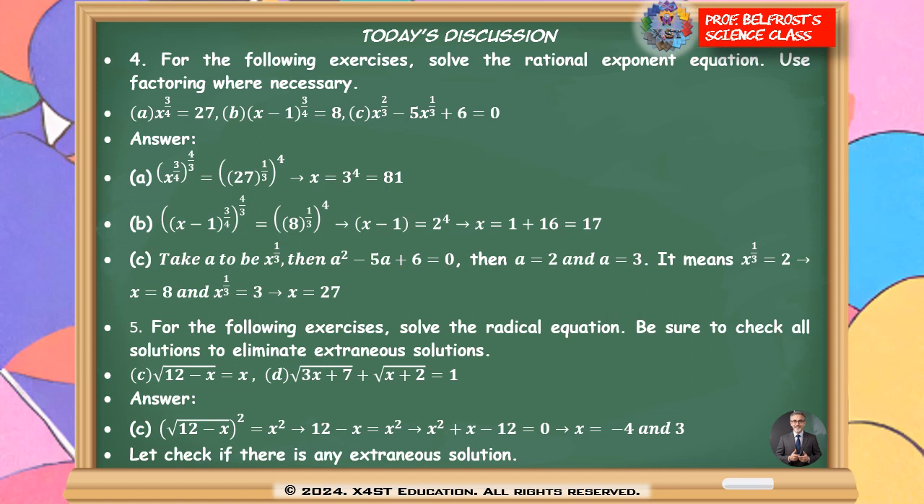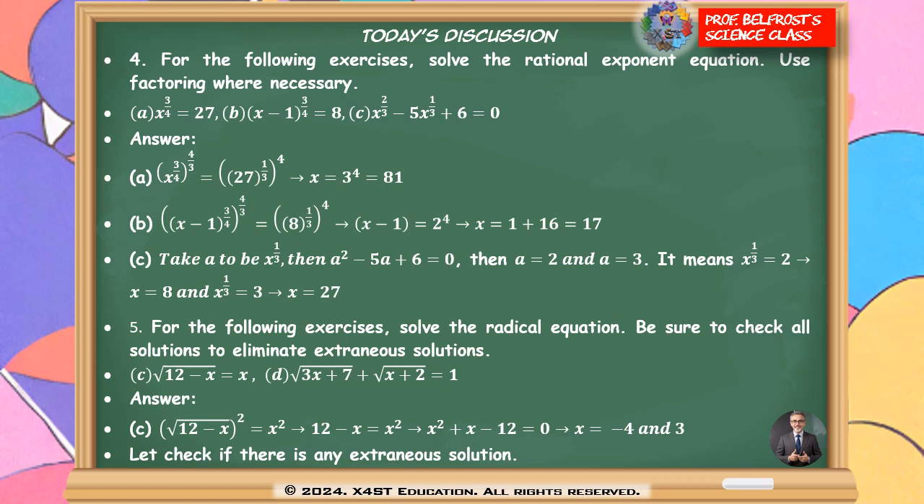But for C, for example, you let x raised to the power of 1/3 be a, then you can write a squared minus 5a plus 6. After you solve for this, you take back x raised to the power of 1/3 equals 2, then you raise both sides to the power of 3, or cube it, and you get the solution x equals 8 and x equals 27, as shown in this slide.